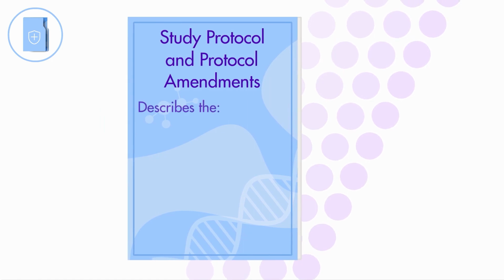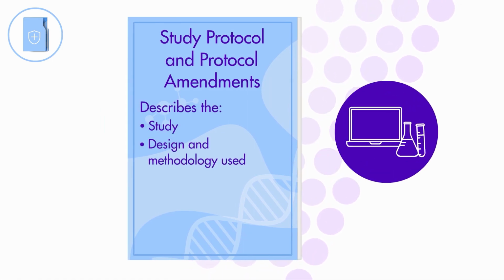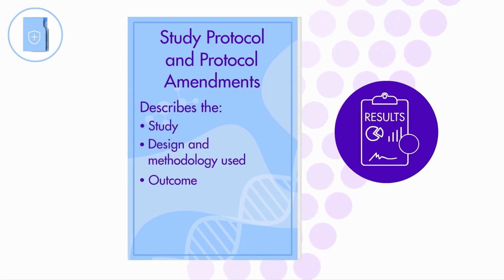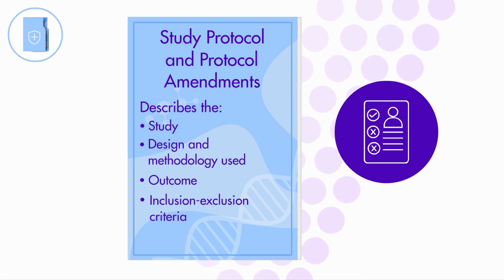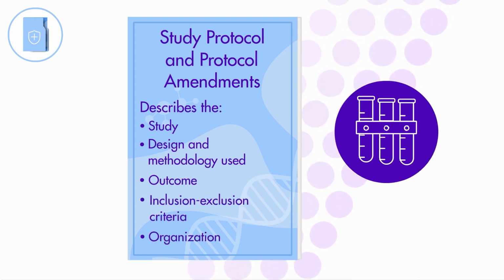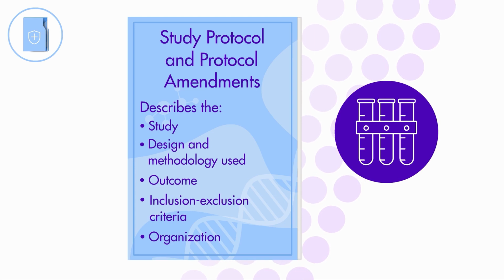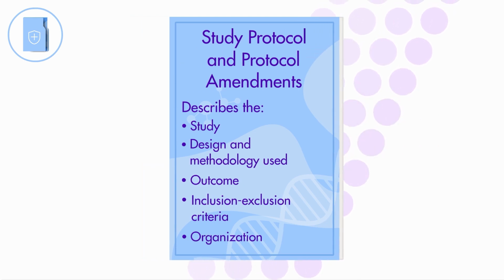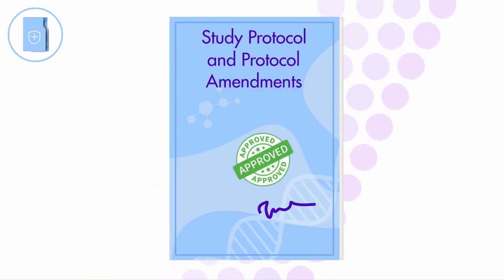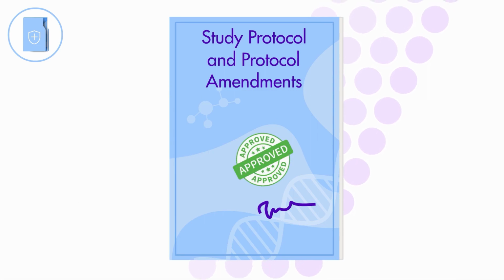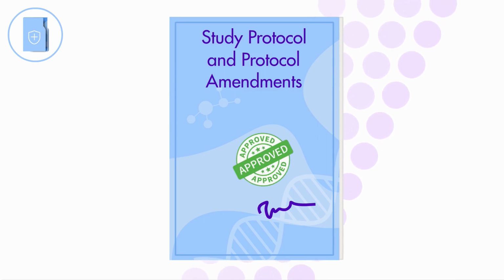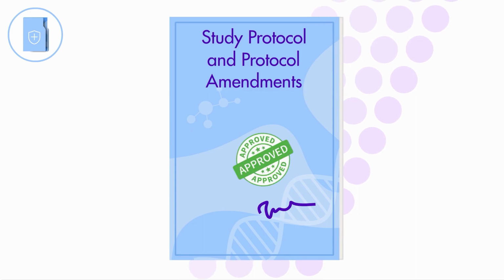The protocol describes the study, the design and methodology used, the outcome, the inclusion/exclusion criteria, and the organization of the clinical trial. If the protocol needs to be amended after approval, the protocol amendment will describe those changes, and it must be once again sent for ethical and regulatory approval.